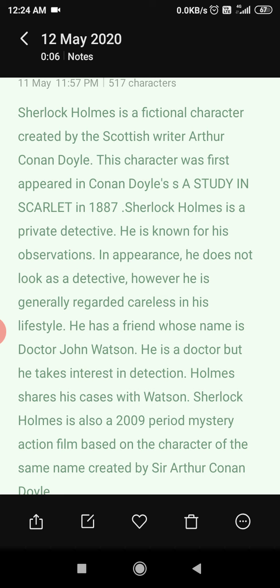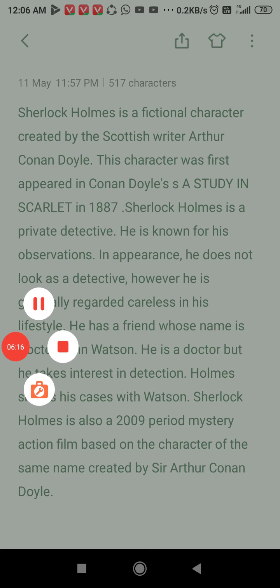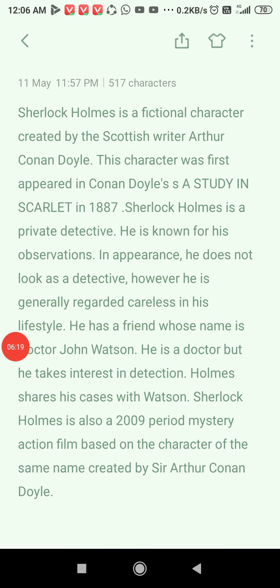Sherlock Holmes is also a, this is a very interesting point that I'm going to tell you. Sherlock Holmes is also a 2009 period mystery action film based on the character of the same name created by Sir Arthur Conan Doyle.